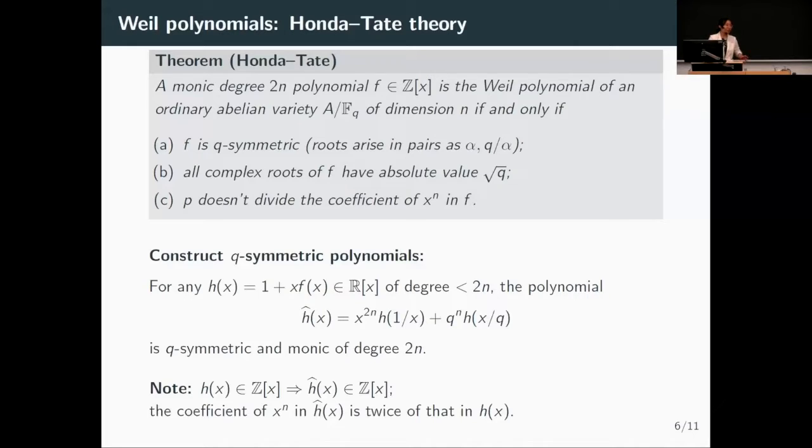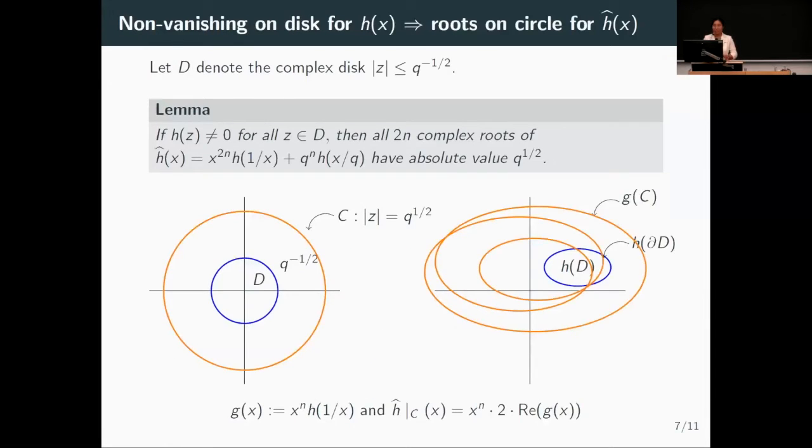So now let's talk about how I achieve B. Meaning that I want my h hat to have all complex roots being exactly absolute value square root of q. So this is a very cute winding number argument. And here, this is the proof in my talk. So, okay, let's take a small disk with radius 1 over square root of q. Okay, it's the blue disk here.